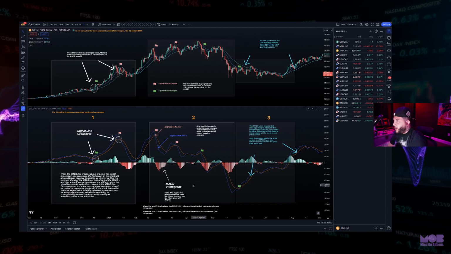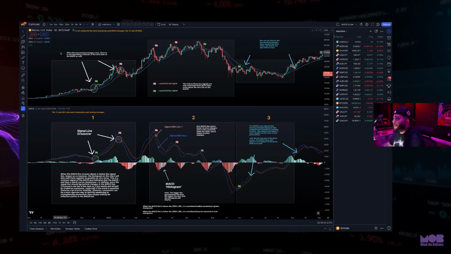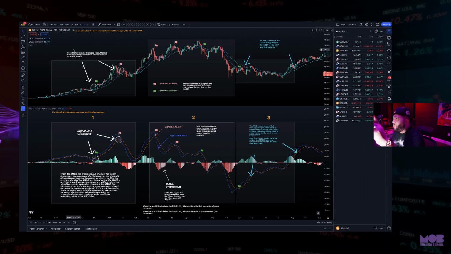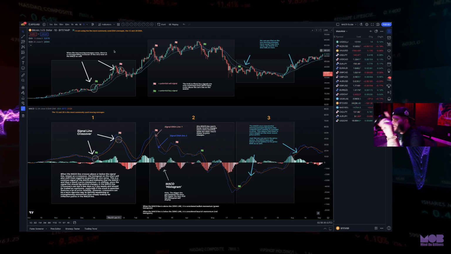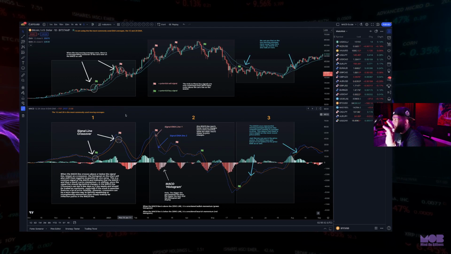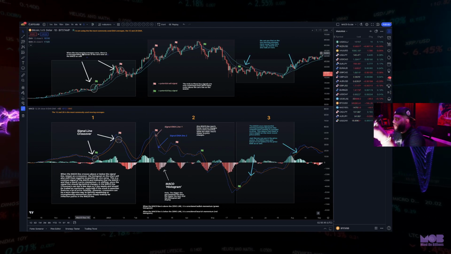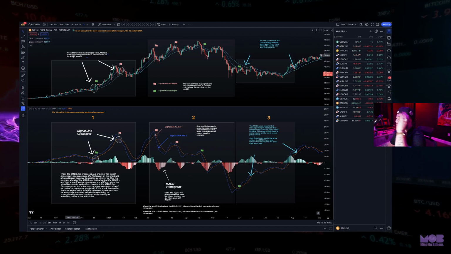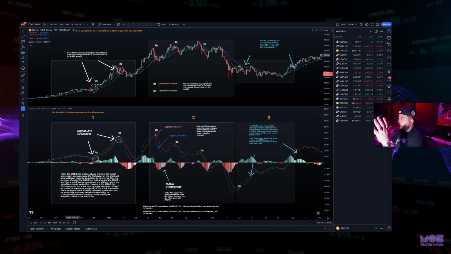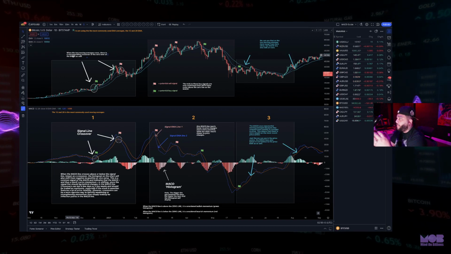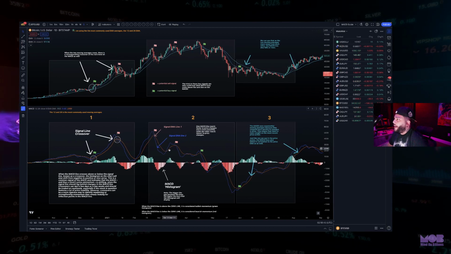Now check this out. We have two exponential moving averages on the top on the main indicator window. But the MACD is the one over here in the second indicator window. So yes, it is helpful to also have moving averages on the main indicator window, so that way you can keep everything aligned and be on point with that.